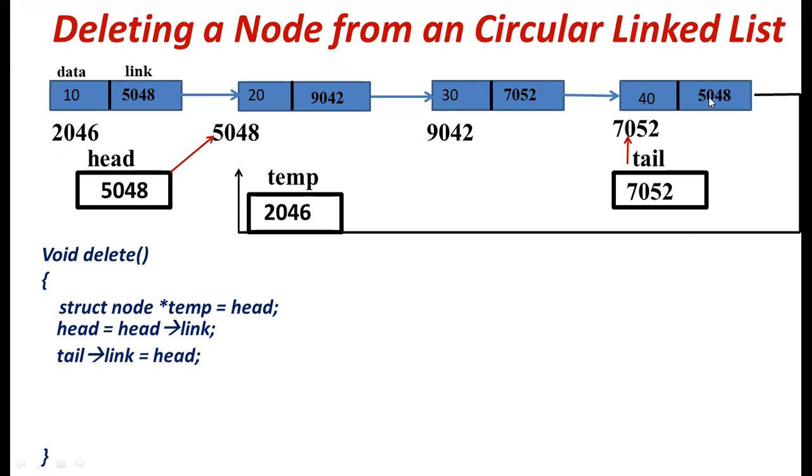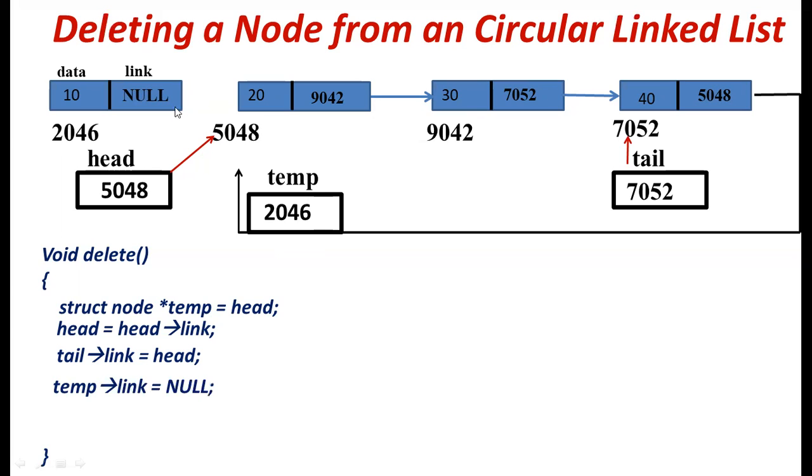Now what we have to do? We have to disconnect this connection. We have to remove this connection. So how can we remove this connection? Who is pointing to this particular node? Temp is pointing to this particular node. So we have to place the temp to link value as null. So our temp to link value will be null.